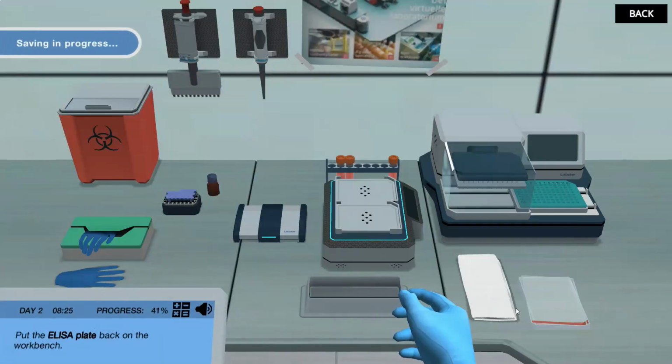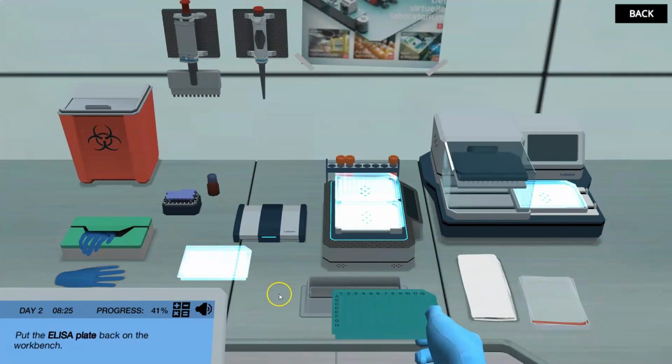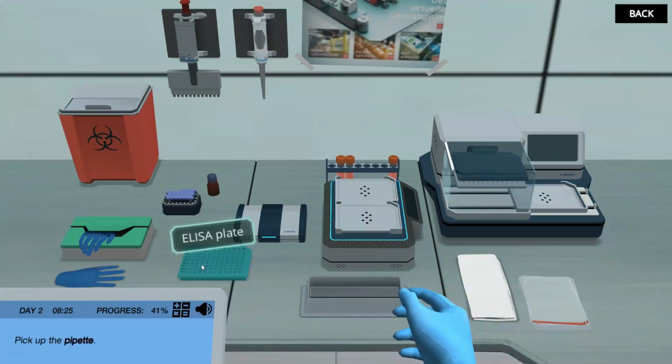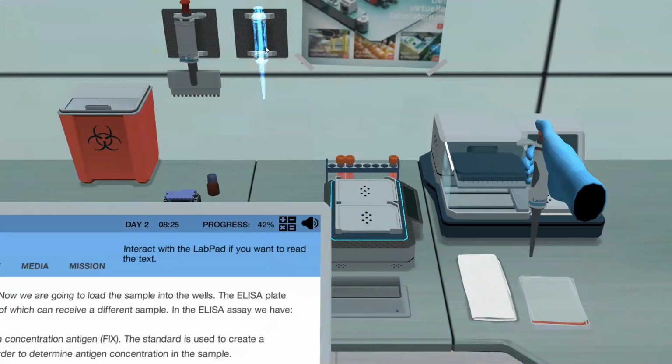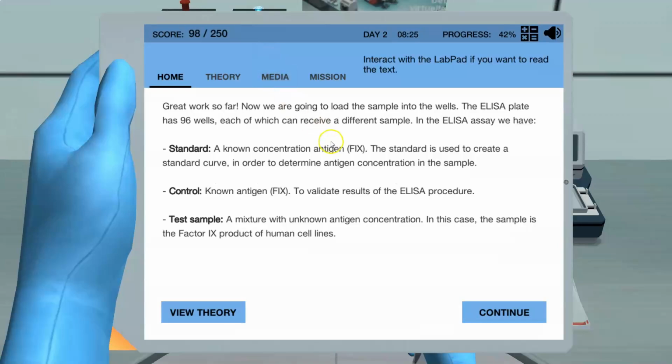Put the ELISA plate back on the workbench. Pick up the pipette. Great work so far. Now we are going to load the sample into the wells. The ELISA plate has 96 wells, each of which can receive a different sample. In the ELISA assay we have standard, a known concentration antigen. The standard is used to create a standard curve, in order to determine antigen concentration in the sample.